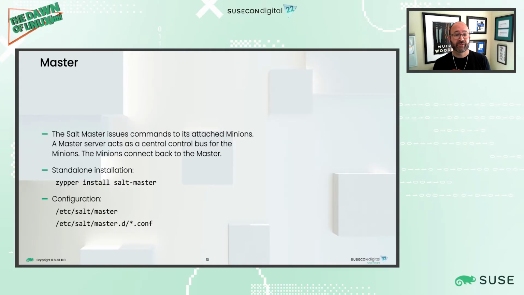Zypper install salt-master gets you a Salt master. Then you can configure it using files in the /etc/salt/master file, and the /etc/salt/master.d directory contains additional configuration files.